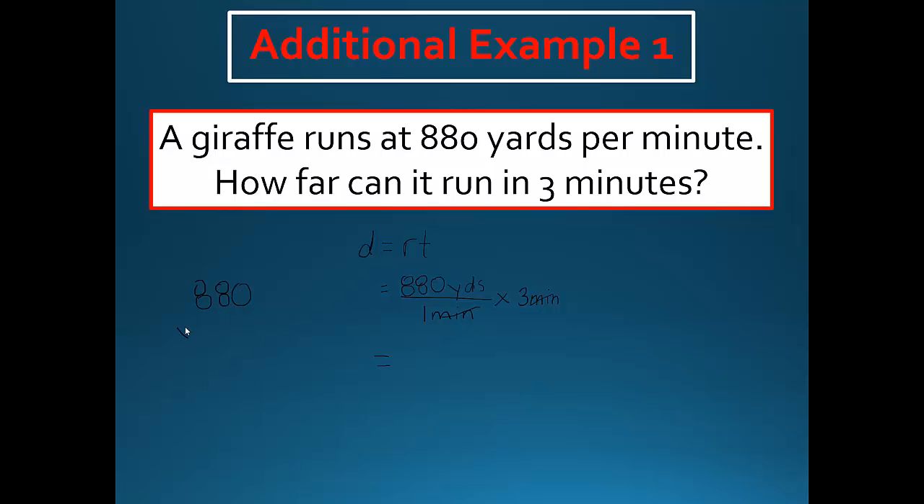So 880 times 3 would be 3 times 0 is 0. 3 times 8 is 24. Carry our 2. 3 times 8 is 24, plus 2 is 26. So our answer will be 2,640 yards.